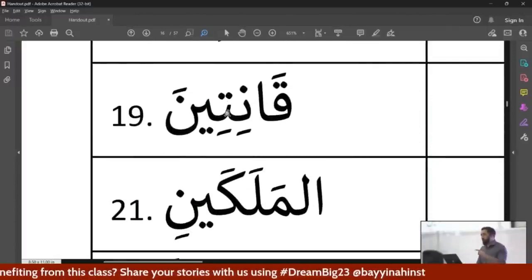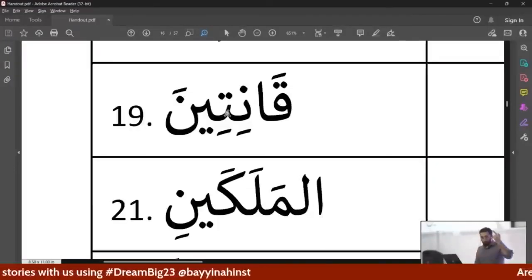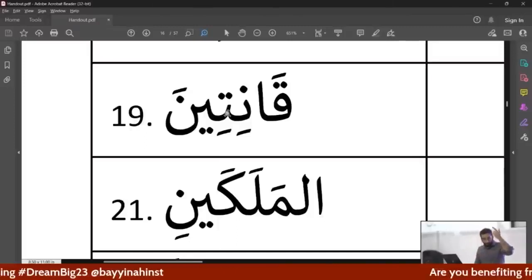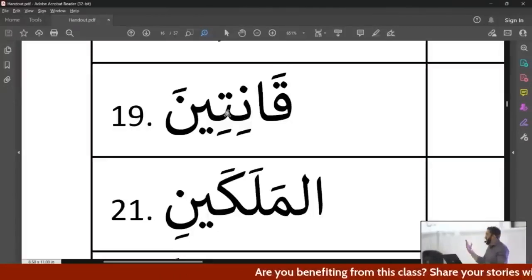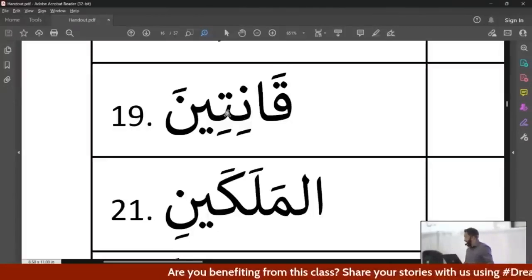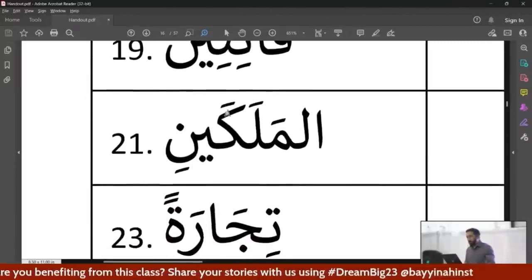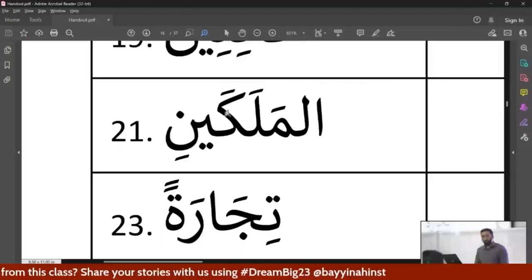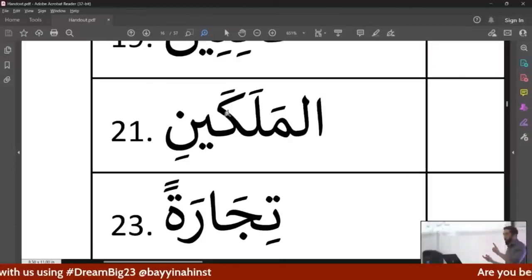Qanitina should be the same as muhsinina above, right? Eena, when you see eena, it's the same answers. It's plural, nasab or jar, and it's masculine. Yeah? But how about al-malakaini? Is it sound or combination? Which combination?